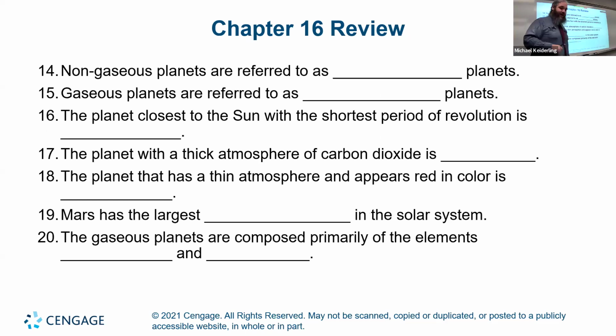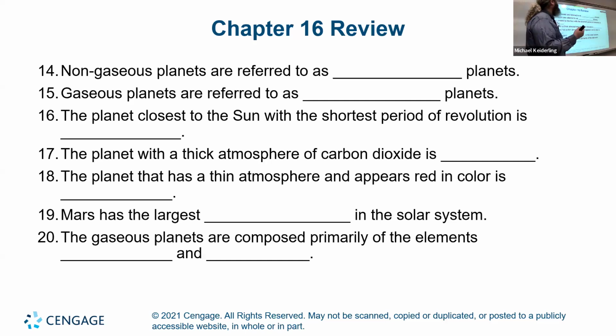Non-gaseous planets are referred to as terrestrial planets, while the gaseous planets are referred to as Jovian planets. Terrestrial planets are Earth-like, thus terrestrial. The Jovian planets are Jupiter-like, thus Jovian. The planet closest to the sun with the shortest period of revolution. So revolution is orbiting around the sun, rotation is spinning. So you revolve around the sun, you rotate on your axis.